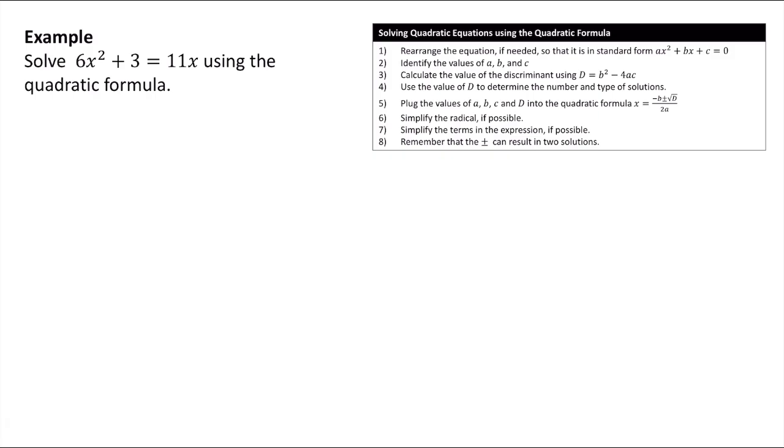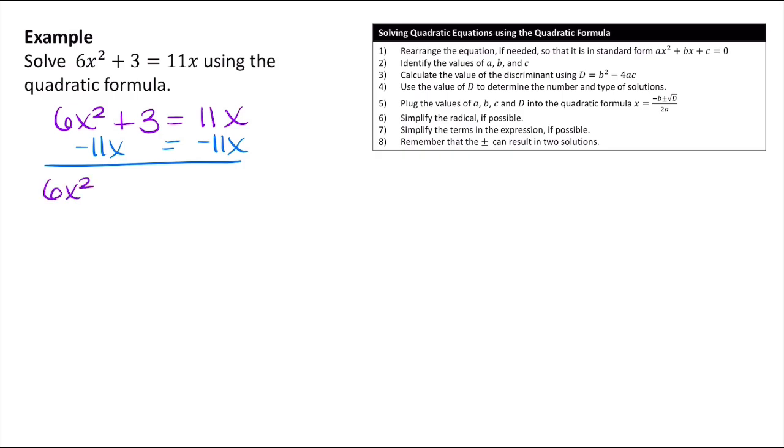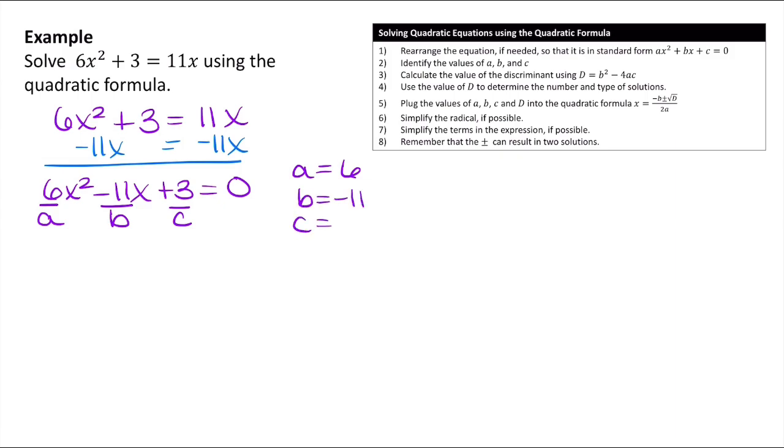So now let's solve 6x squared plus 3 equals 11x using the quadratic formula. Remember, when I'm using the quadratic formula, I can do that by going ahead and setting the equation equal to 0. So I'm going to go ahead and subtract 11x from both sides. And so that's going to give me 6x squared minus 11x plus 3 equals 0. Okay, I wrote the terms in this order because I want it to be in standard form. So 6 is now my value of a, negative 11 is b, and c is 3. So I'm just going to list that out. We have a equals 6, b equals negative 11, and c equals 3.